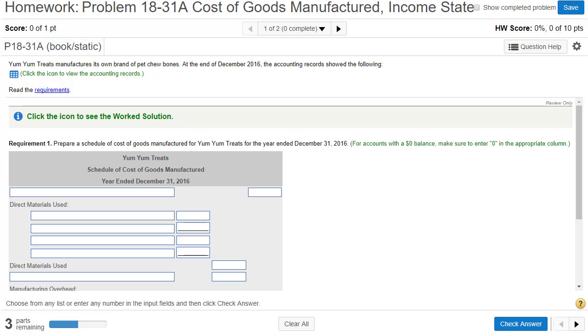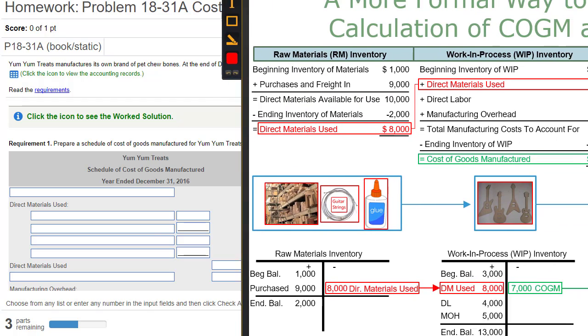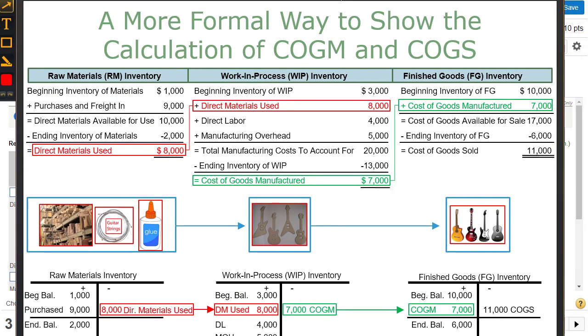Problem 18-31A. We're going to create a cost of goods manufactured, and then we're going to create an income statement. So we're going to start off with a schedule of cost of goods manufactured, as mentioned several times before. The schedule of cost of goods manufactured is basically based on this formula. So we're going to start with beginning work in process, and then we're going to show the amount of raw materials used.